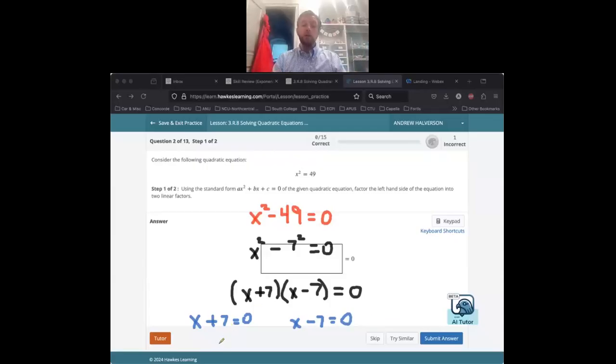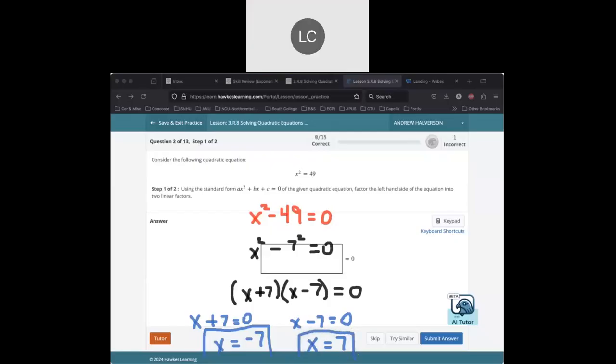So what are the solutions? Well, either x is negative 7 or x is positive 7. We don't know which one it is. But what we're saying is the solutions would be whatever makes it 0. And so either 7 or negative 7. Could be both.